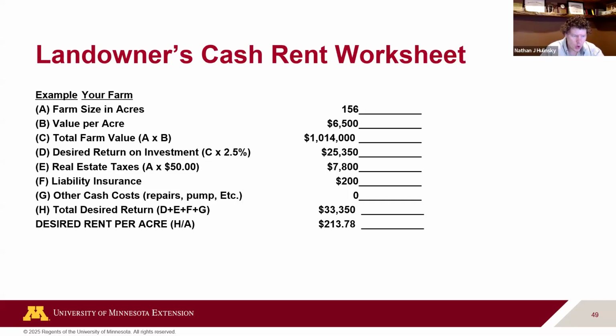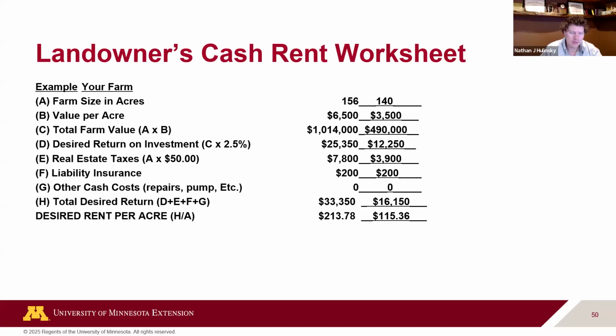Row D is your total desired rate of return. So your investment return plus your real estate taxes, other costs. You divide by how many acres. You get your desired rent per acre. First example here, $213 per acre. Next one, 140 acres valued at $3,500. You can follow the math. That's $115 per acre. So I think this worksheet is a pretty good starting point for a landowner to say, hey, this is what I would like to get for farmland rent.